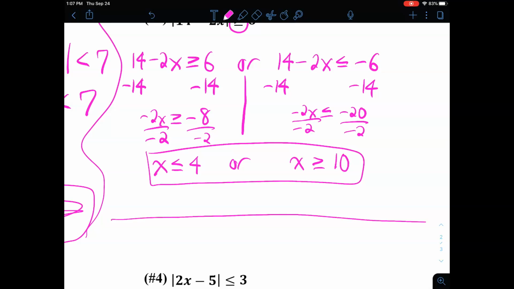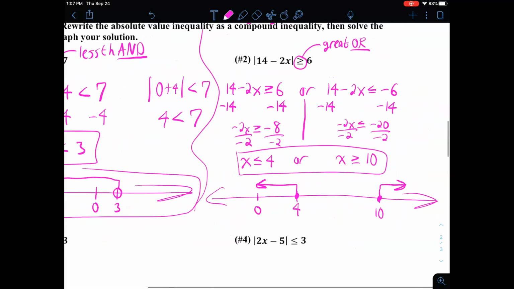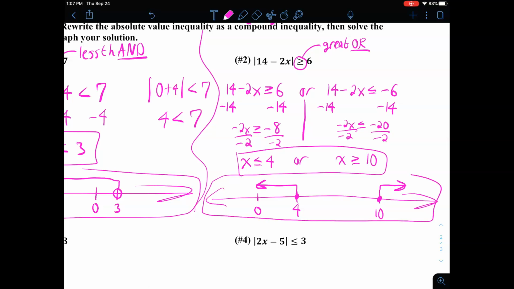All right, let's graph it now. So we have this, and we got 4 and 10, so I'm going to put 0 to the left a little bit. We got 4, we got 10. It's an or statement, and these are equal to, so we're going to put closed circles on 4 and 10, shaded outwards away from each other. They're oars of a boat. And there is our graph.